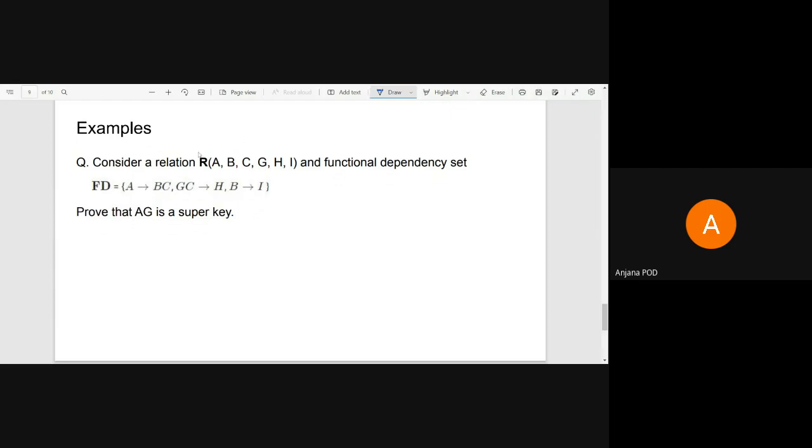We have a relation R with these attributes, and these are the functional dependency set. Now we need to prove that AG is a super key. How can we prove it? We have to take the closure of AG, and if we get all the attributes from the closure set of AG, then we can say that AG is a super key. So let's see. Would anybody like to volunteer? AG closure, the closure set of AG.